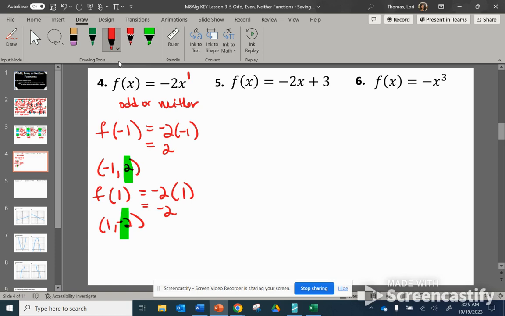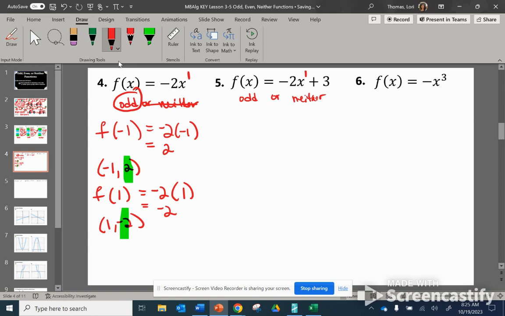So again, now we're going to look at those outputs, and I can see that these are opposite. So this function is odd. It would be symmetrical about the origin. The next one, I'm going to first identify. I can see this is a linear function. Its degree is 1. Therefore, this is odd or neither.